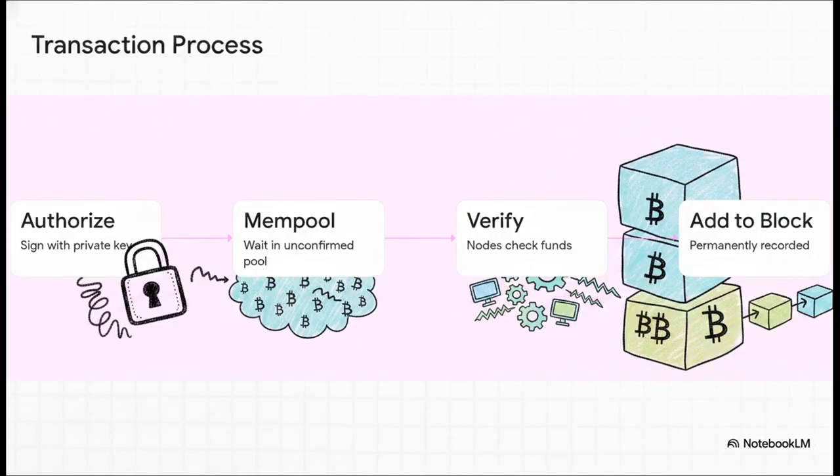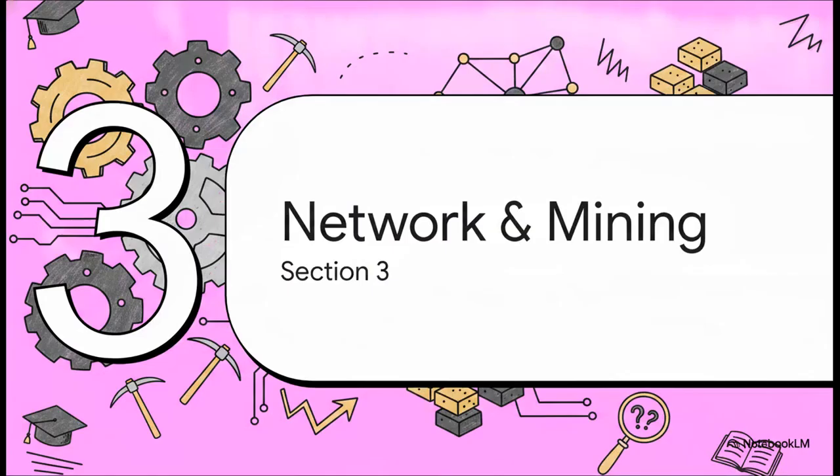Let's move along and see how this builds in a real-world scenario. Imagine you're sending 1 Bitcoin to a friend. First, you authorize the transaction in your wallet, using your private key, which is basically your unforgeable digital signature. But it doesn't instantly jump to your friend. Instead, it goes into a sort of digital waiting room called the mempool. From there, network computers, which we call nodes, verify the transaction, pack it into a block, and permanently attach it to the blockchain.